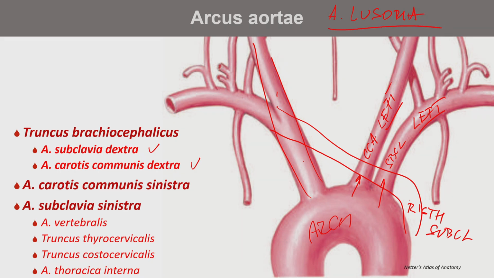Lusoria artery is a special artery which is going behind the esophagus and trachea, dorsally, in front of the vertebral column, and could be a cause of compression of the esophagus, and could cause in elderly people swallowing problems with intake of food.